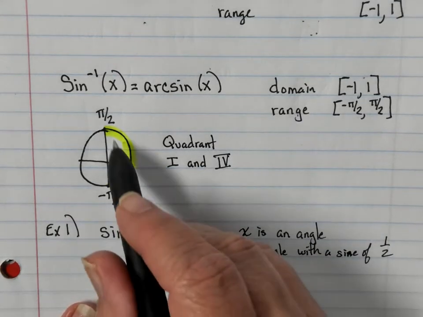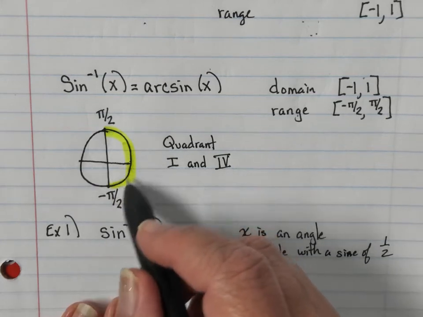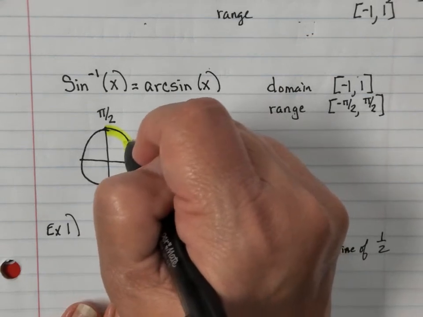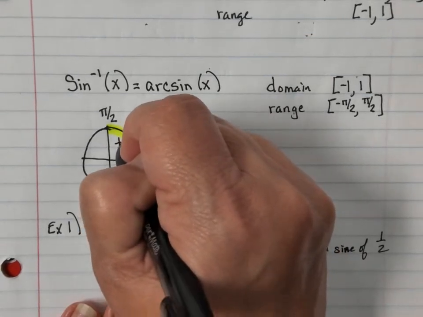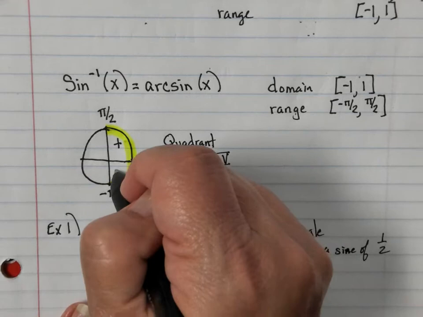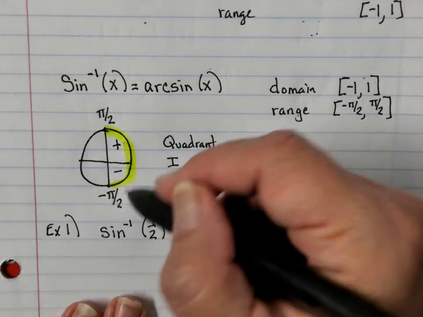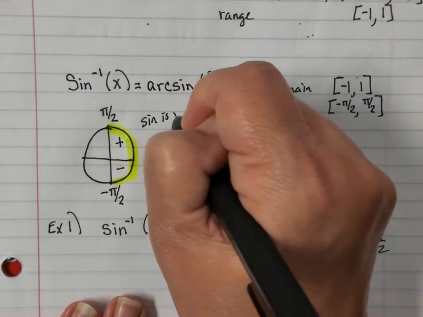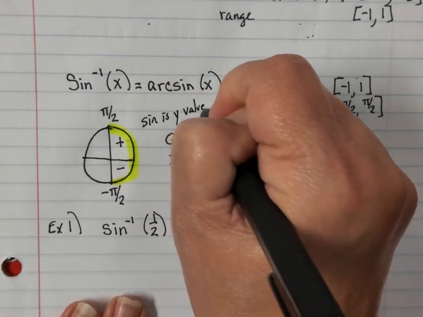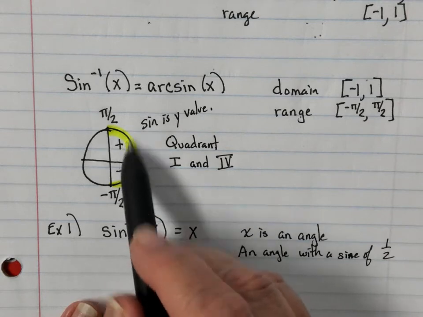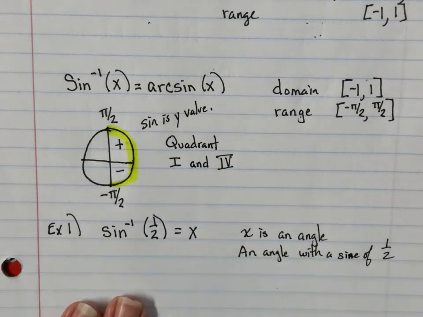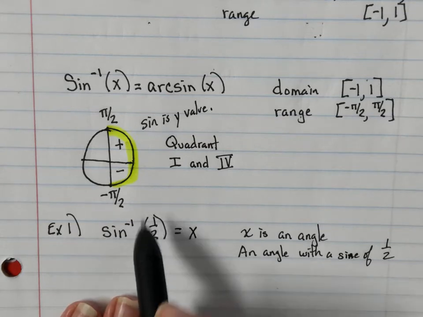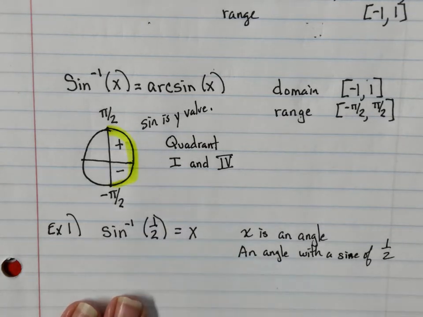So, if I'm only going to be in the first and fourth quadrant, remember, sine is positive in the first quadrant, and sine is negative in the fourth quadrant, right? Because your sine is your y value. So y is positive in the first quadrant, negative in the fourth quadrant. So I'm looking for a positive 1/2, so I know I'm going to be up here in the first quadrant.